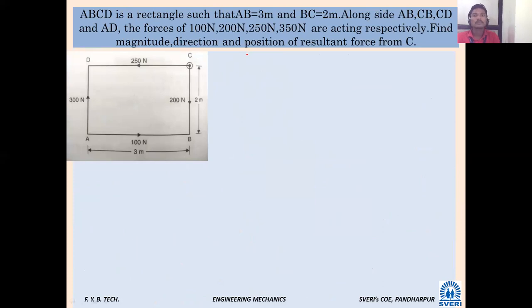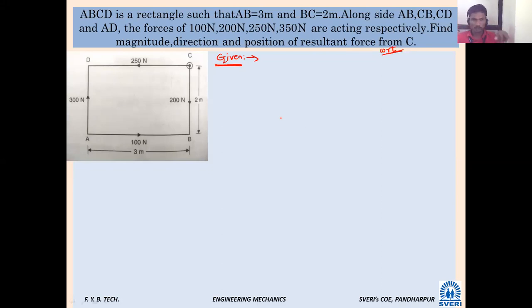ABCD is a rectangle such that AB is equal to 3 meter and BC is equal to 2 meter. Alongside AB, CB, CD and AD, the forces of 100 Newton, 200 Newton, 250 Newton, 350 Newton are acting respectively. Find magnitude, direction and position of resultant force from C. From means with respect to C. With respect to point C.